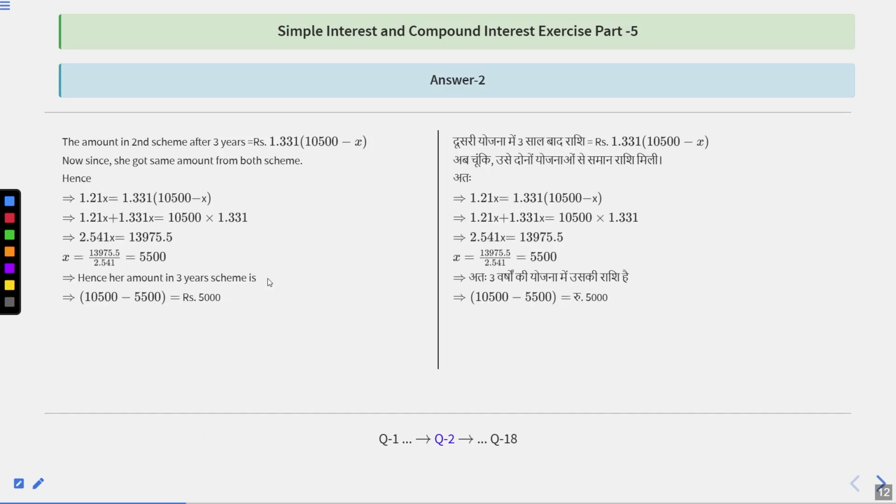The amount in the second scheme after 3 years will become 1.331 multiplied by 10,500 minus x. Since she got the same amount from both schemes, 1.21x equals 1.331 multiplied by 10,500 minus x. When we calculate it, we get the value of x, which is 5,500. Hence her amount in the 3 years scheme will be 10,500 minus 5,500, which is 5,000 rupees. Clear? Next one.